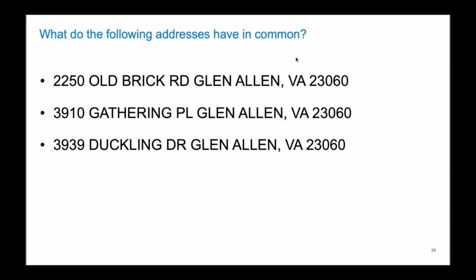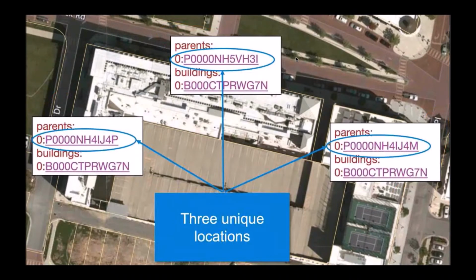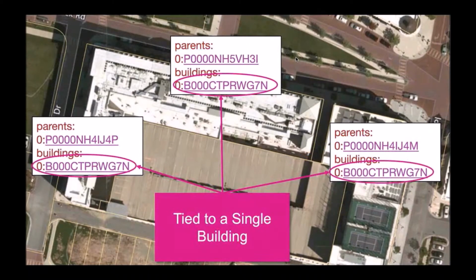These are three normal, unique addresses, but when you dig into these locations, what we find is that Duckling Drive, Old Brick Road, and Gathering Place are unique street addresses, all valid, but they are all within the same building. What the Pitney Bowes geocoding software and underlying match location data does is to assign both a unique persistent identifier at the address level, called the PB key, to every single U.S. address, and another identifier, the building ID, to every building in the U.S. as well. Each one of these three addresses is assigned its own unique base PB key.